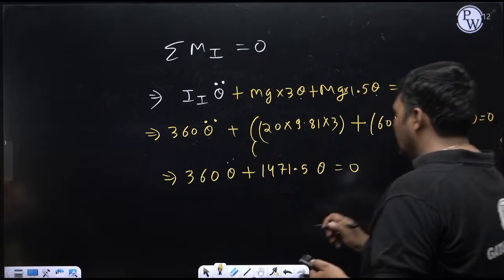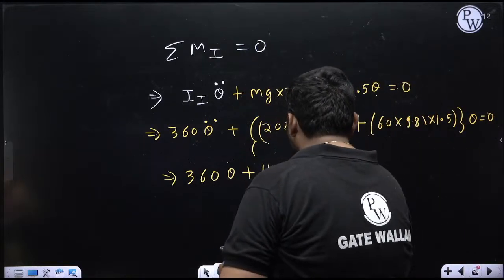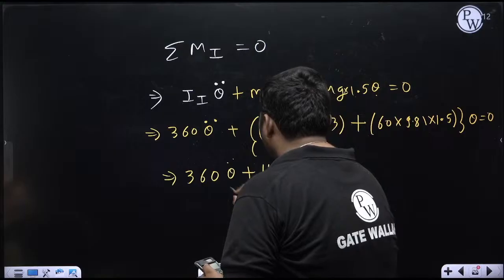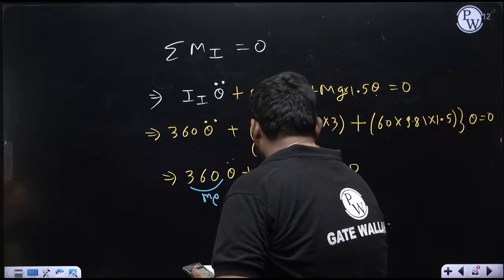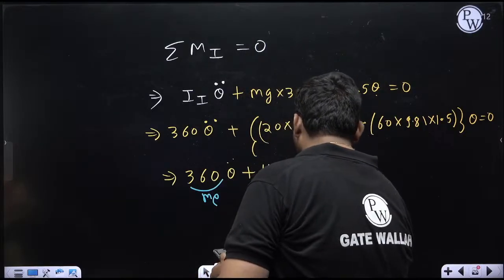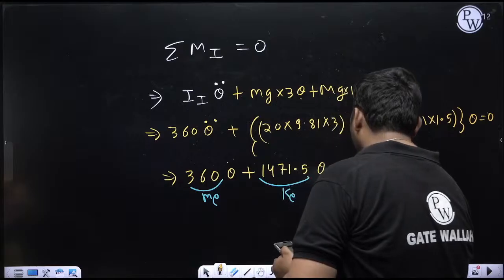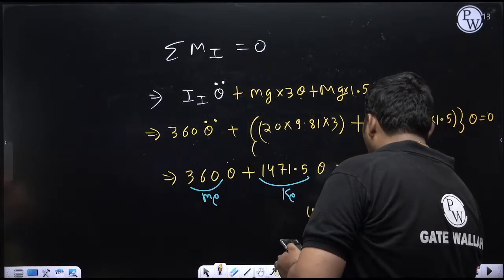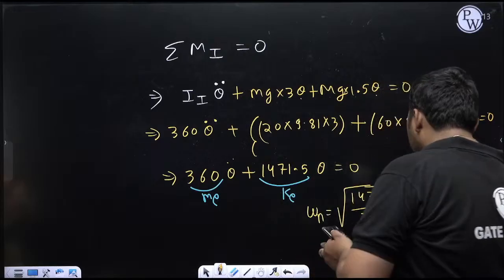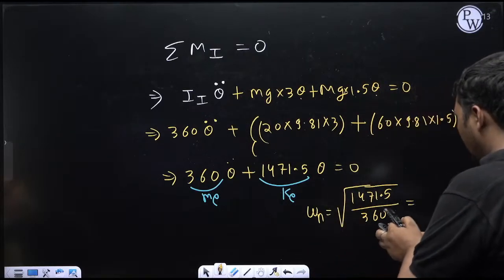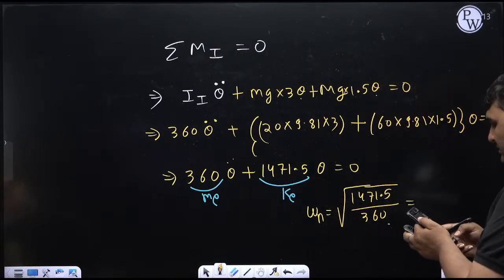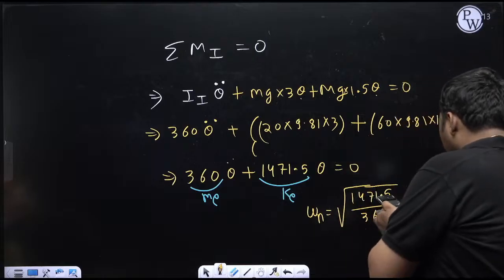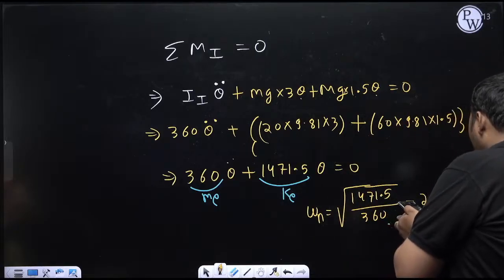Now we'll refer to the coefficient of theta as Ke and the coefficient of theta double dot as Me. Then omega n, that is natural frequency in radian per second, will be root over Ke, which is 1471.5, upon Me, which is 360. So how much is it coming? Root over 1471.5 divided by 360. Please check the calculation. Is it coming 2.022 radian per second?